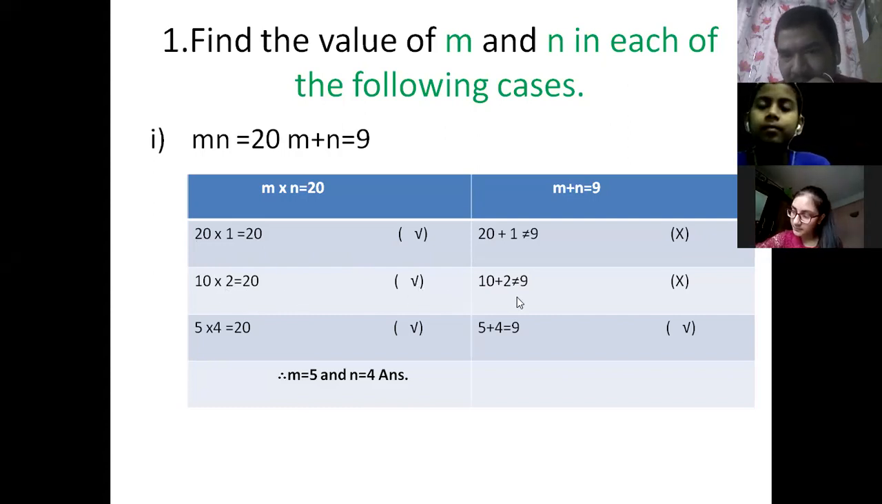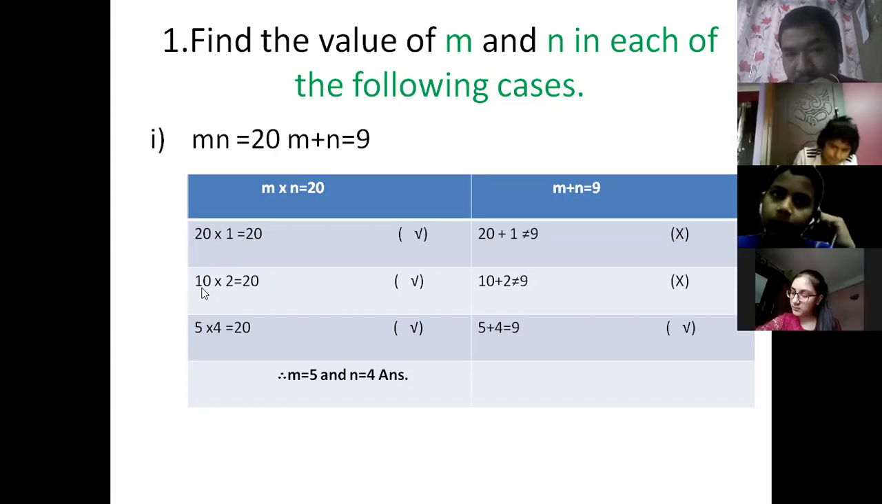Same thing you write in the second one. 10 plus 2 is what there? 12. But that is not equals to 9. 12 is not equals to 9. That's why it is also false. Okay, then let's go after 10. What is the next one?